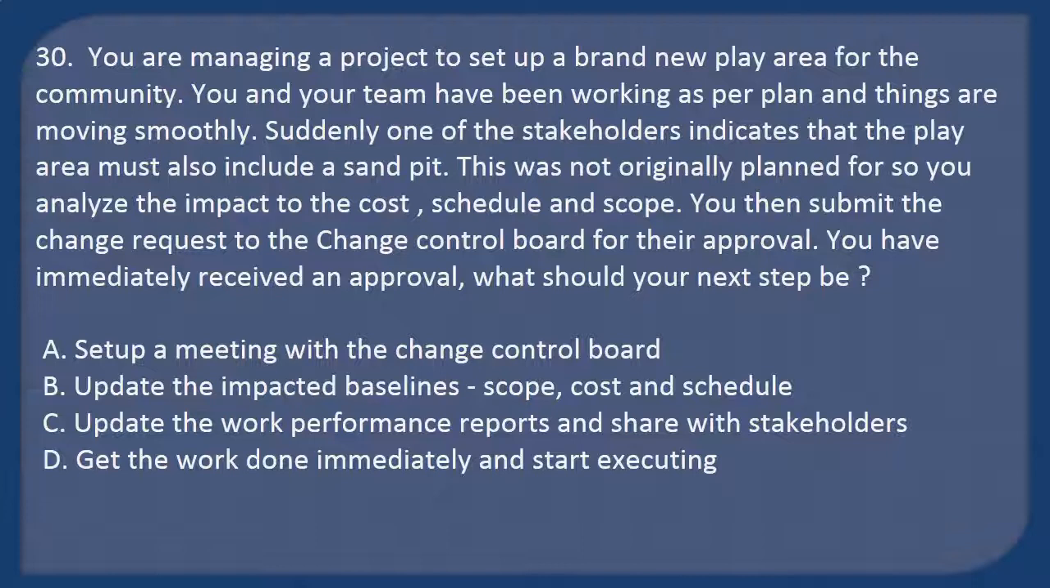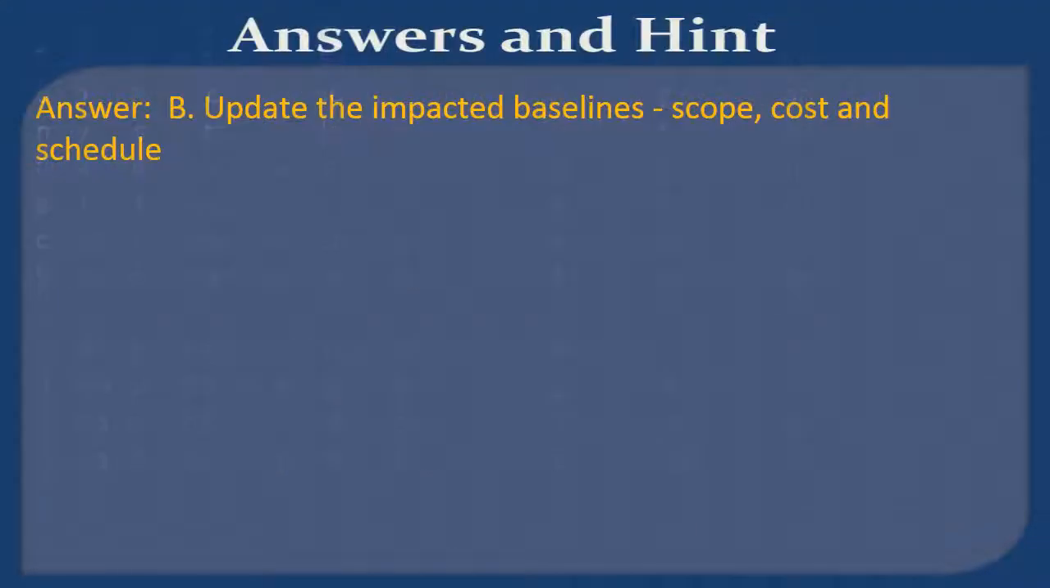A. Set up a meeting with the Change Control Board. B. Update the impacted baselines, scope, cost and schedule. C. Update the work performance reports and share with stakeholders. D. Get the work done immediately and start executing. Answer: B. Update the impacted baselines, scope, cost and schedule.